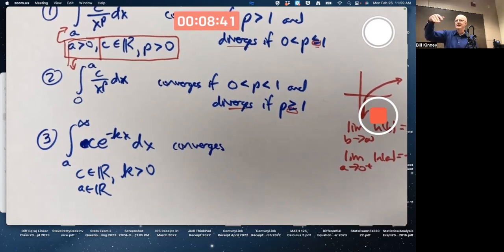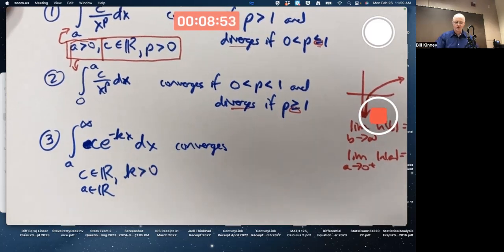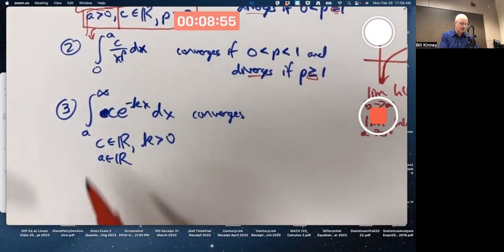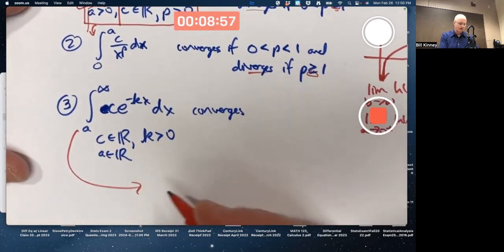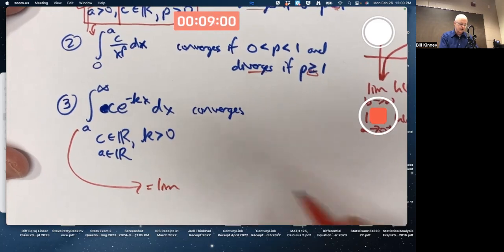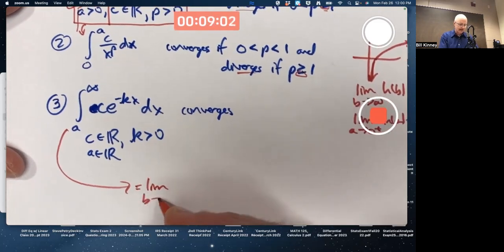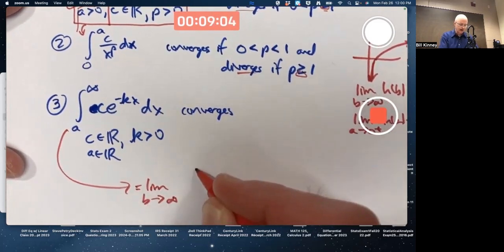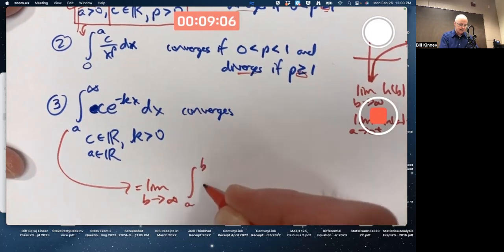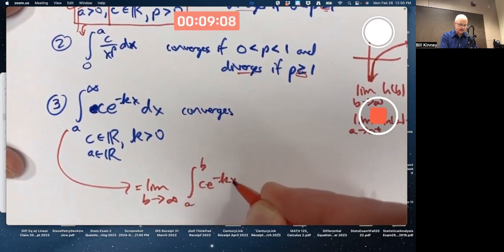Exponential decays have the x-axis, y equals 0, as a horizontal asymptote. And in fact, they go to that x-axis so fast that you get convergence. We didn't prove that last time. Let's go ahead and prove it this time. Let's do this as a calculation. It's a limit as the upper limit b goes to infinity of the integral from a to b, c e to the negative kx dx.